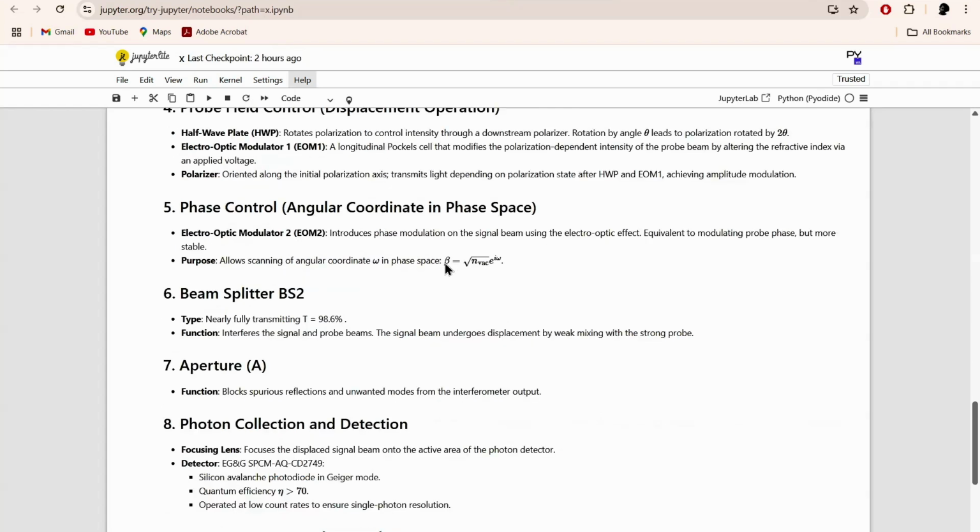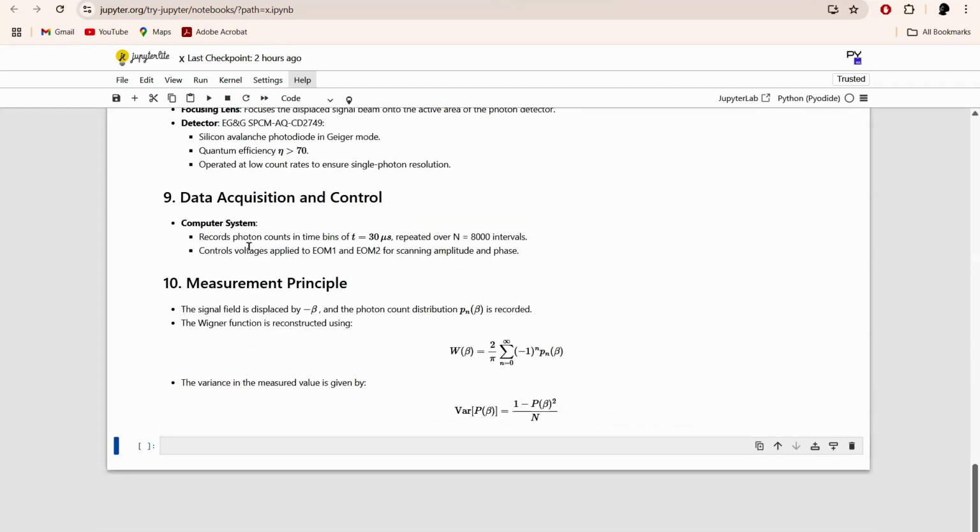function. So in the data acquisition system, it records the photon in time counts. Each signal is 30 microsecond long, and it is repeated over 8,000 intervals. And we are controlling the amplitude and phase by EOM1 and EOM2, by which we can scan the whole phase space. So now I will hand it over to Rahul. He will discuss the measurement principle and some error calculation which have been used during this experiment.